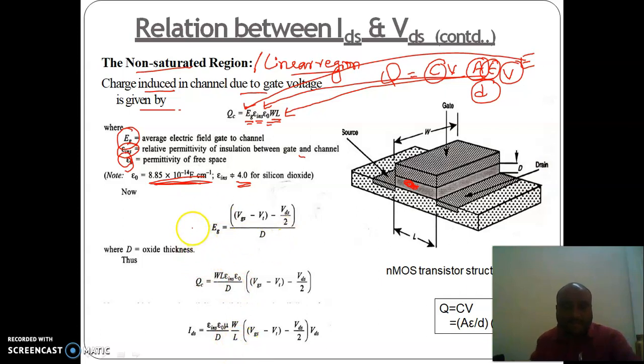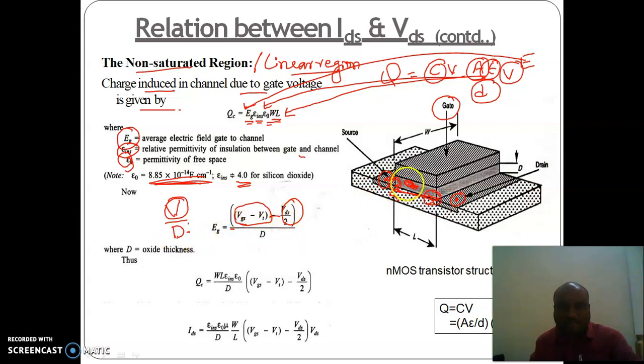And now for this channel, the electric field Eg is generally given as V by D, the voltage applied at the channel edges divided by D. But here the voltage applied is due to both the gate voltage and the drain to source voltage. So the effective voltage applied is given by VGS minus VT at the source end. After this difference voltage is taken, the threshold voltage is taken by the channel to be created, minus VDS by 2, the average of the drain to source voltage throughout the channel, divided by D.